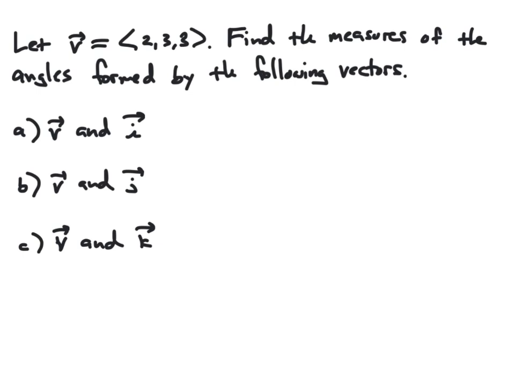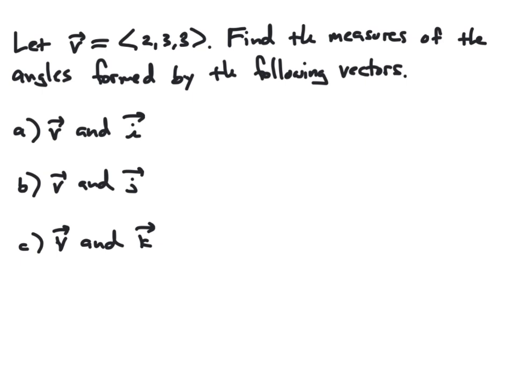In this example, we're asked to consider the vector v given in component form as 2, 3, 3. And we want to find the measures of the angles formed by the following vectors: v and i, v and j, and v and k. In other words, we want to find the directional angles for the vector v.